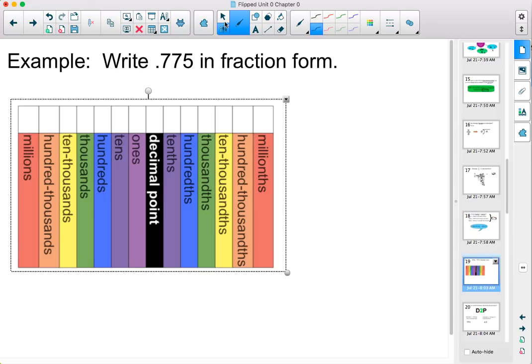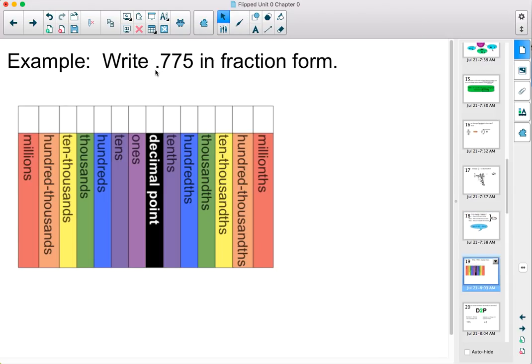Let's see an example here. Our example says to change this decimal into fraction form, and I brought out my trusty place value chart that we saw in a previous lesson. So I'm going to write this number into my place value chart to help me read it out loud. Hopefully you've been practicing this.